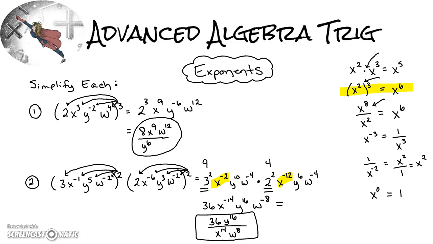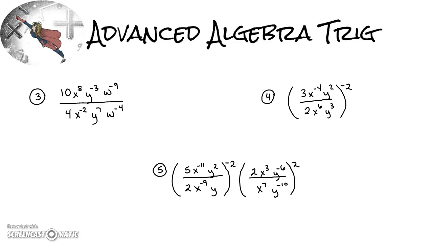Now let's take a look at the second page. In number 3, I have division. So what I like to do with the division problems is go ahead and write the division line. Just get it all set up for where you're going to put things. Now the first step, 10 over 4, that doesn't divide evenly, but it does reduce to 5 over 2. So let's do that.